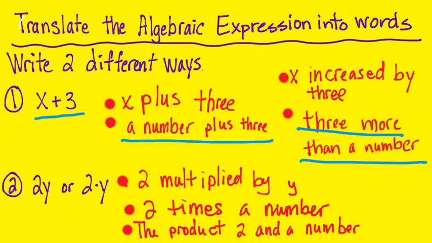And 2y, or 2 times y, and really we get away from this this year because we always go with this one, right? 2 multiplied by y, 2 times a number, the product of 2 and a number. Now, why is this important? Because we want to be able to know what we're doing, but we also want to know how to write things from phrases, and we'll practice that in a second.